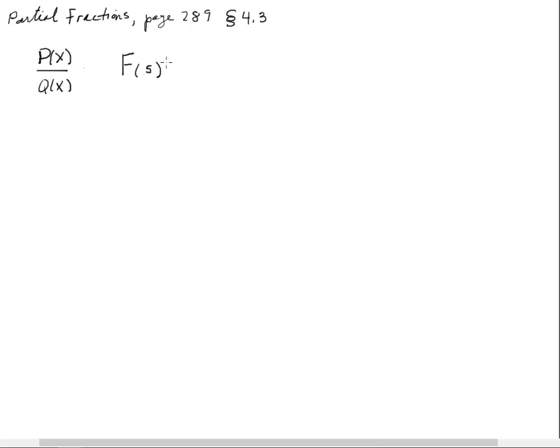Now, as an example, let's look at F of s equal to 1 over s to the 4th power minus 16. If I look through my mind and through the tables in the inside front cover of my textbook, this is not the Laplace of any function that's listed in that table.